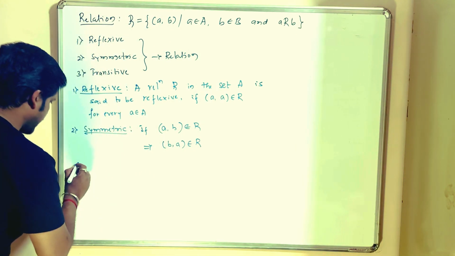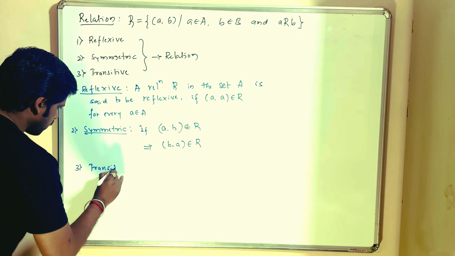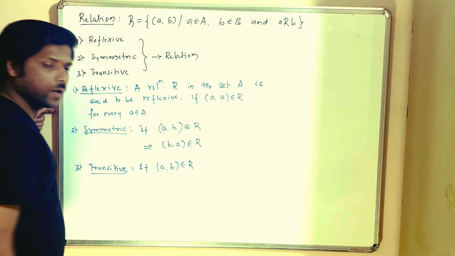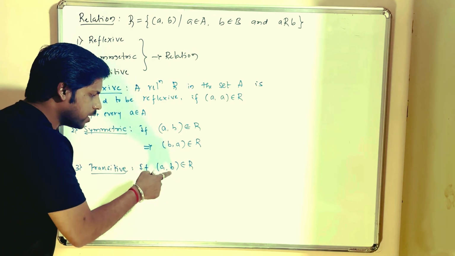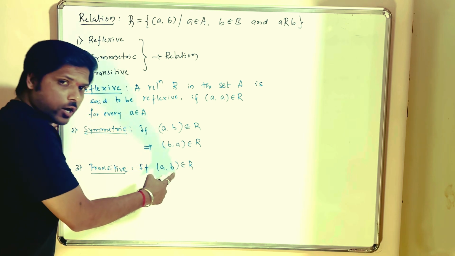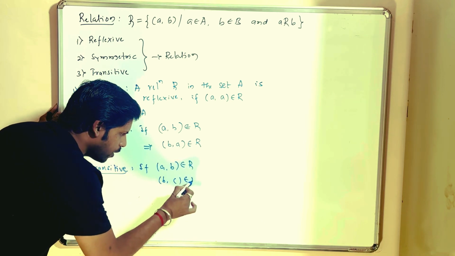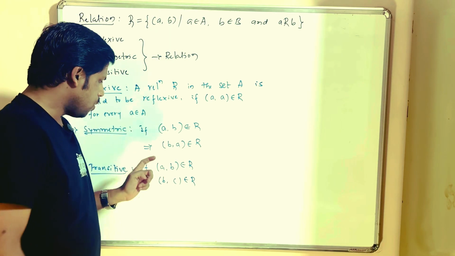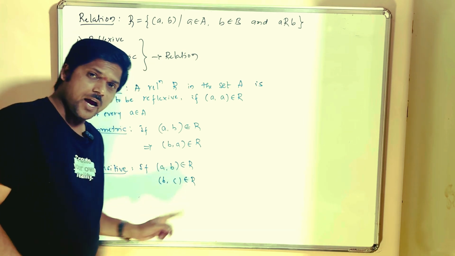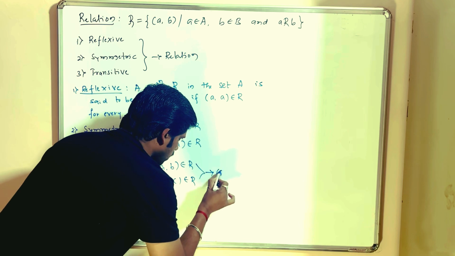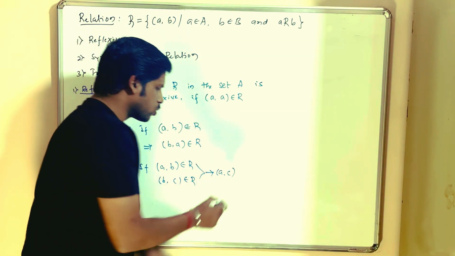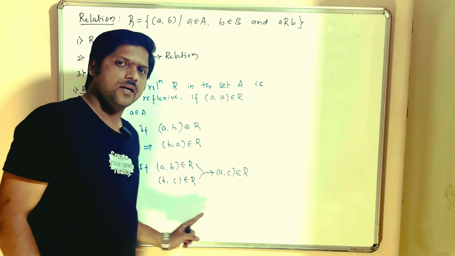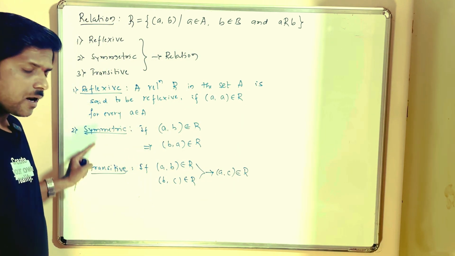And third one, transitive. Again, for transitive, if (A, B) belongs to R, and again one more pair we have to choose which starts from the second element of the first ordered pair, so I will consider (B, C) belongs to R. If in the given relation we consider two pairs, one is (A, B) and another is (B, C), then (A, C) should be present in the relation, then that relation is said to be a transitive relation. These three are very important.